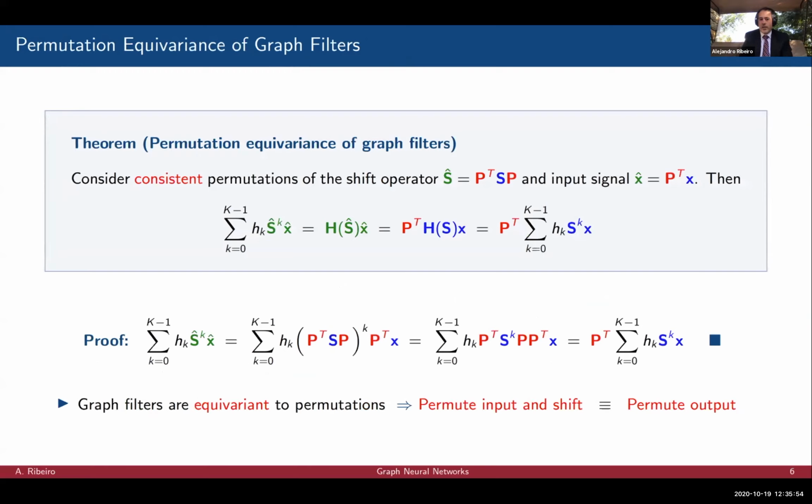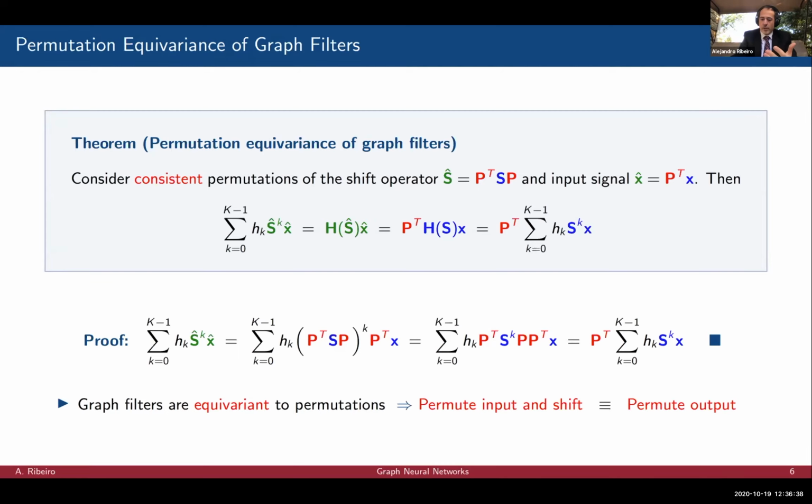If you do that, it takes one line to prove the following theorem, which you could call the permutation equivariance of graph filters. It says that if you consider consistent permutations of the shift operator and the signal, then the outputs of the filter are permuted versions of the output that you would observe in the unpermuted shift operator. The proof is this one-liner, by the way, so I don't want to make it sound complicated. But what this means is quite interesting. It tells you that graph filters are equivariant to permutations, which means that if you permute the input and the shift, you will be permuting the output.